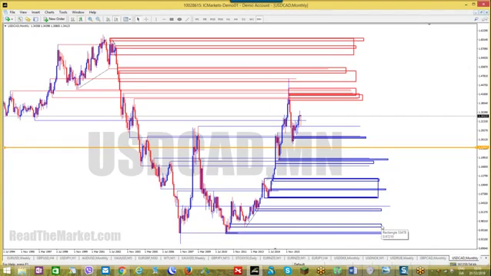So, okay, when I am drawing up charts, I don't do any more than this. I really don't do any more than this. I will do this on the monthly, and then I will do it on the weekly and on the daily, and down to whatever time frame I like.